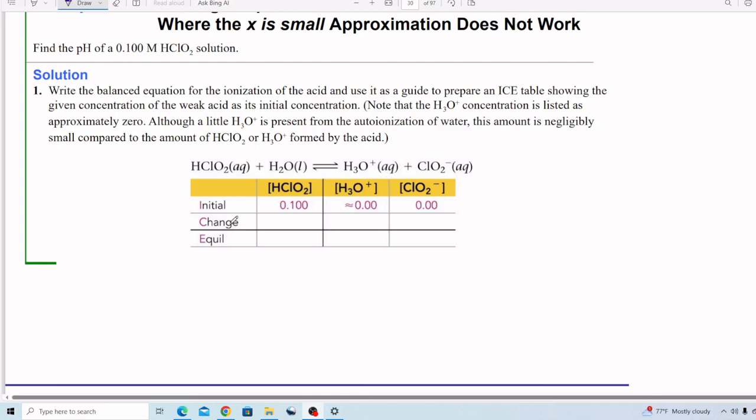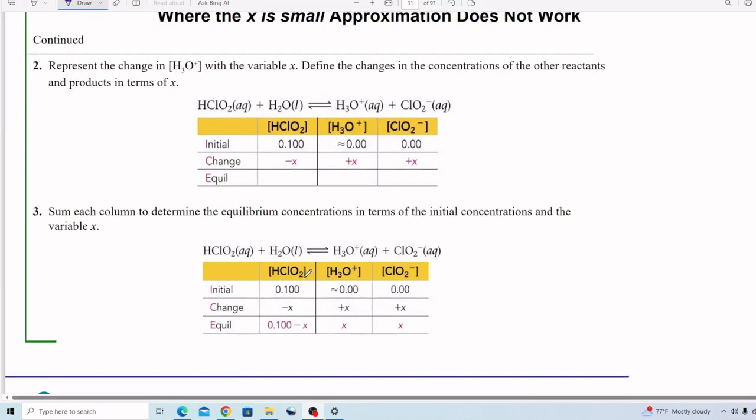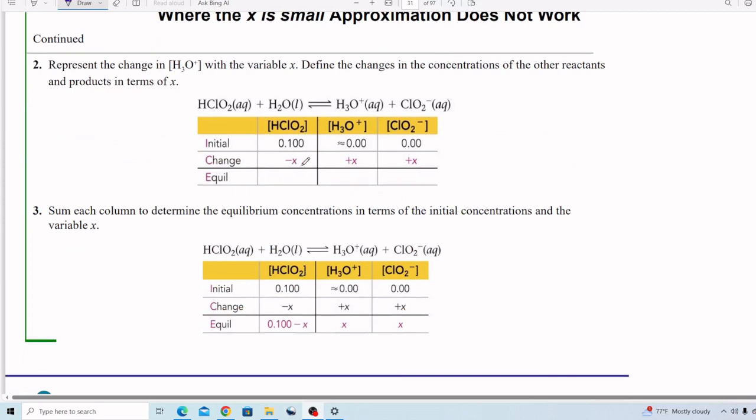And we set up our ice table: initial, change, and equilibrium. So initially we have 0.1 molar of the acid, essentially none of the hydronium and none of the chlorite ion. And our change will be represented by losing X of the acid, gaining X of the hydronium, and gaining X of the hypochlorite. At equilibrium, we have 0.100 minus X of the acid, X of the hydronium, and X of the hypochlorite ion.